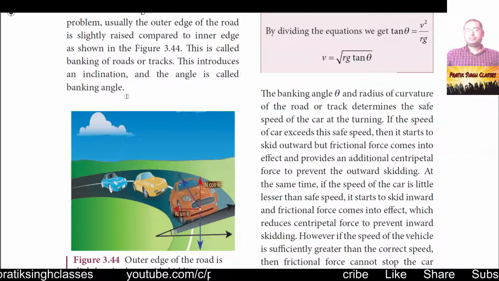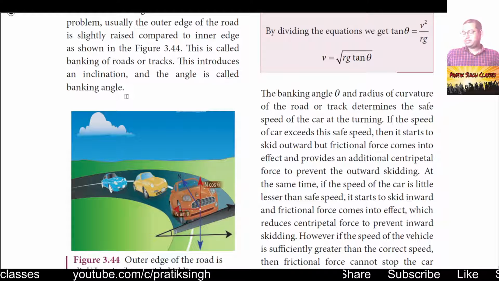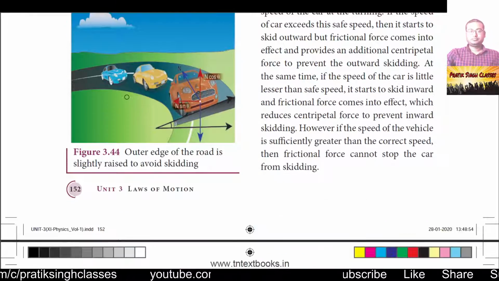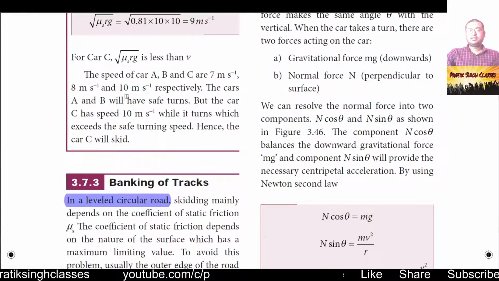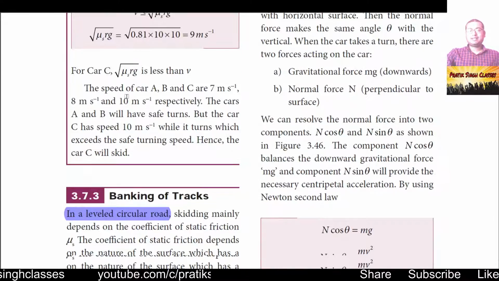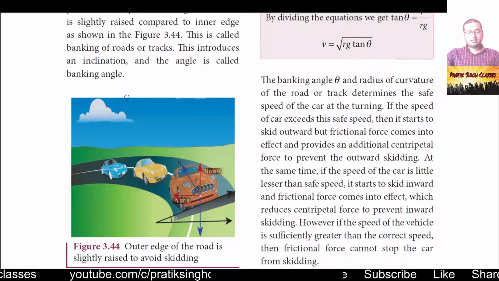Whenever banking of roads is done, the banking angle is made in such a way that there will be some minimum and maximum value for speed by which any vehicle will move on that road. It will not skid inward or outward. Okay, so let us see what are the forces acting when the car is moving in a circular path with banking.